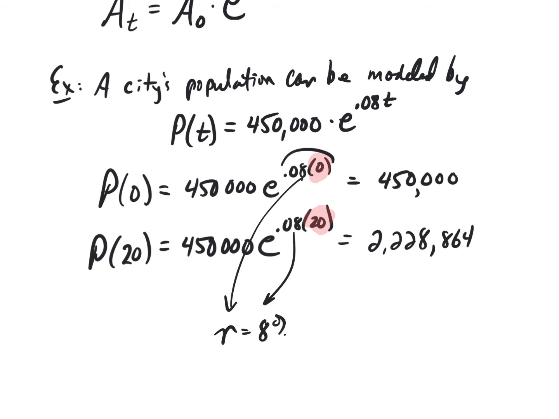So if you notice the value for r was actually 8%. So if a city was increasing its population at 8% per year, a city with 450,000 people in 20 years would then have 2.2 million people. Of course, if you're a person who's working for a city, planning for a city, you would then have to make contingencies for housing and infrastructure to accommodate that huge increase in population. You have to be ready for that and plan for that ahead of time.